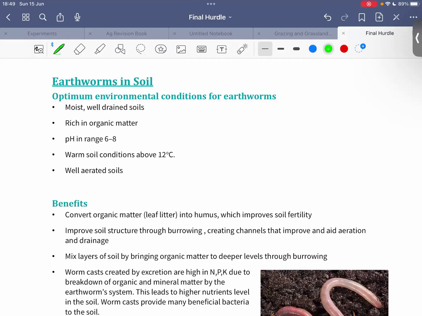What are the conditions? Moist, well-drained soils, rich in organic matter and humus. pH of a range of 6 to 8, but ideally around 6.5. Warm soil conditions above 12 degrees and well aerated soils. They are the soil conditions that we need to have to increase our earthworm population, okay?